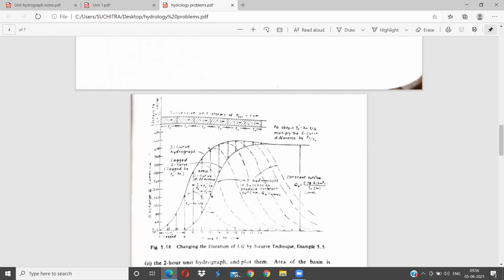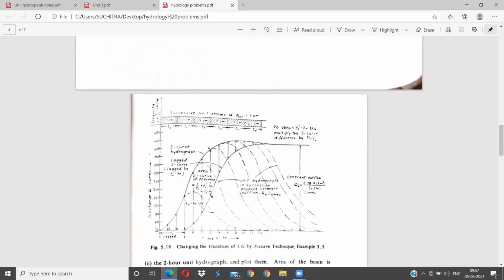Now, if you have continuous unit storms which produce a volume of runoff equal to 1 centimeter, this is the curve you get, and finally it will produce a constant volume of runoff. You can see here constant outflow QT is equal to 2.78 times A divided by the time in hours. Now, this curve is in the form of the shape of an S, so it is called an S curve. Now we can change a short duration unit hydrograph to a longer duration unit hydrograph, or a longer duration unit hydrograph to a shorter duration hydrograph, by the method of S curve.